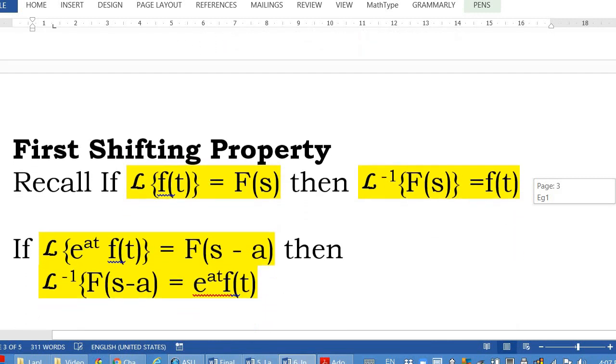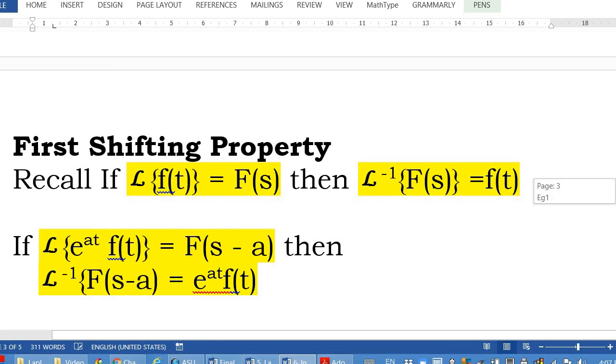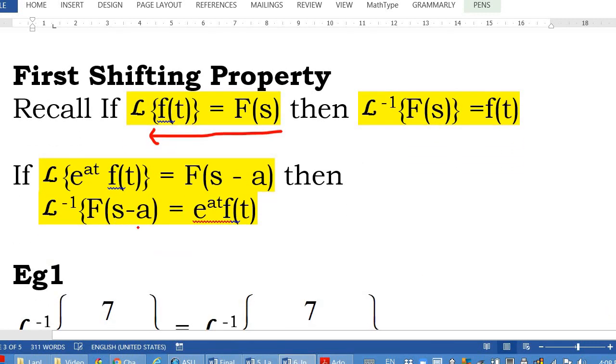And then the first shifting property. Recall that if the Laplace transform of f(t) is equal to F(s), then the inverse Laplace of F(s) will be equal to f(t), meaning reversing from right to left. Then recall the first shift property, which states that the Laplace transform of e to the power at times f(t) is F(s minus a). The inverse means from right to left, so the inverse Laplace of F(s minus a) will give back the result e to the power at times f(t).